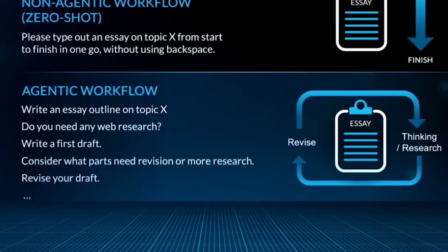Do you need any web research? Then go to this website and figure out any gaps you may have. Write the first draft, consider what parts need revision or more research, revise your draft, and so on. And so that is a cyclical process of agentic workflow using the tasks it created for that goal, also refining them as it goes, figuring out the results, incorporating that feedback, and going on.